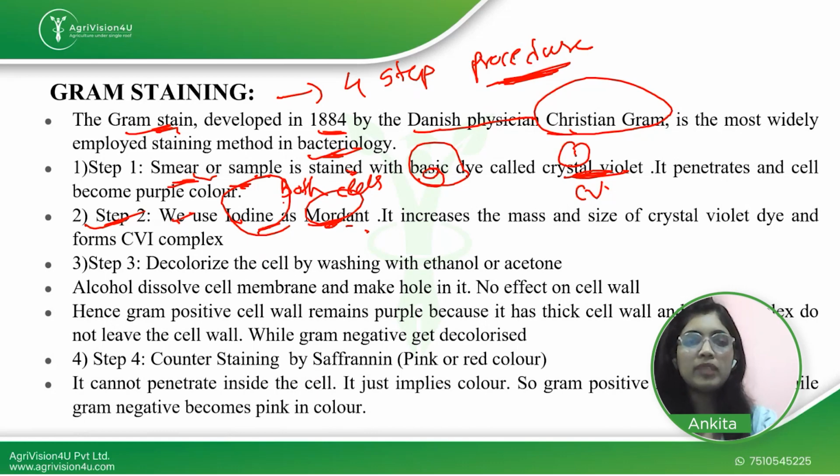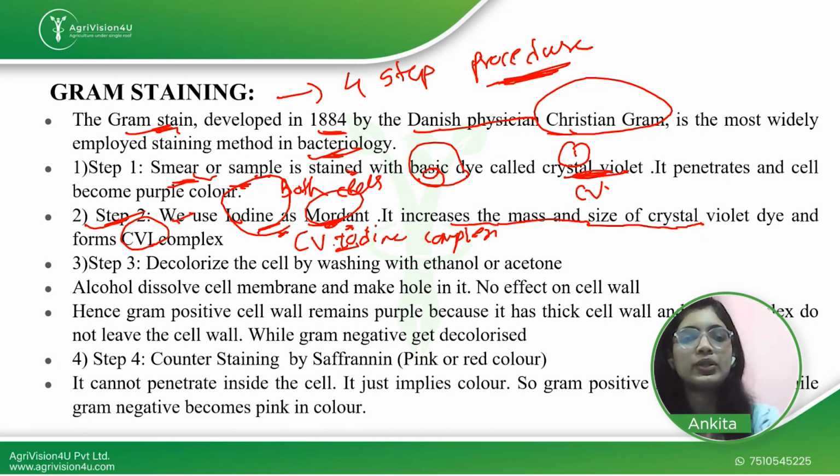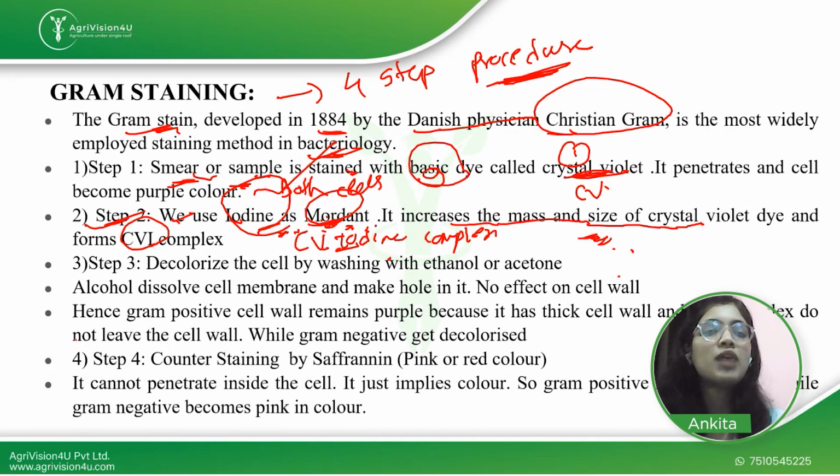The function of a mordant is basically to increase the mass and size of the crystal violet dye, and thus it forms the CVI complex, that is, the crystal violet iodine complex. So the mordant works to increase the mass and size of the crystal violet, and here you are going to use iodine as the mordant. Now this is step 2. In the first step, you applied the color and your cell became purple in color.